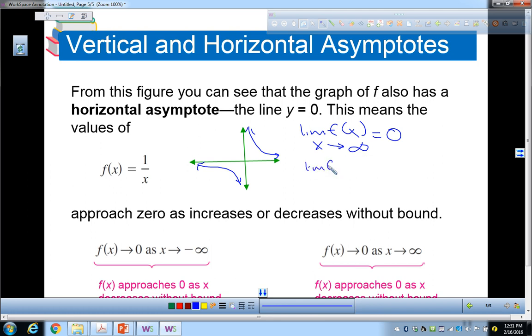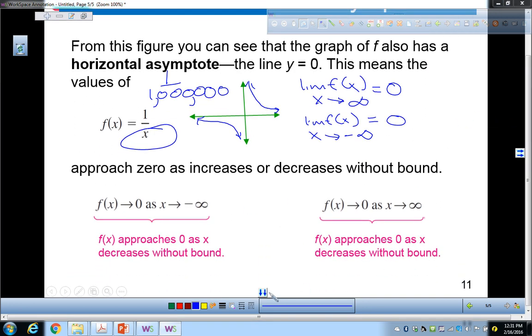As x goes to negative infinity, not small, but very big in the negative direction, this also goes to 0. Because if I take a very big number and put it in there, what kind of number am I going to have? A very small number, okay? So if I go out here a million places, 1 over a million is a number that's very, very close to 0. So that's another way of writing what they have down here, which is f of x approaches 0 as x increases. Okay? You got that?